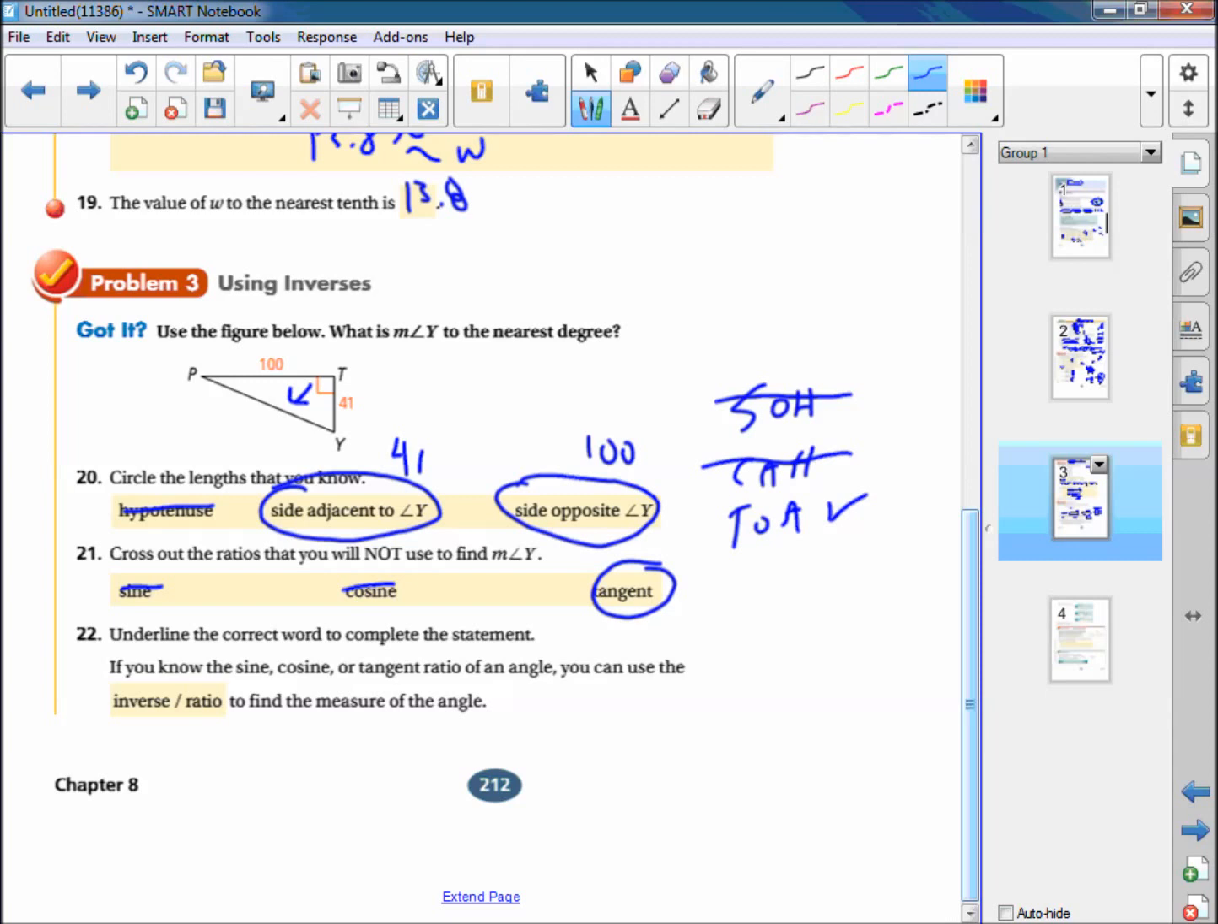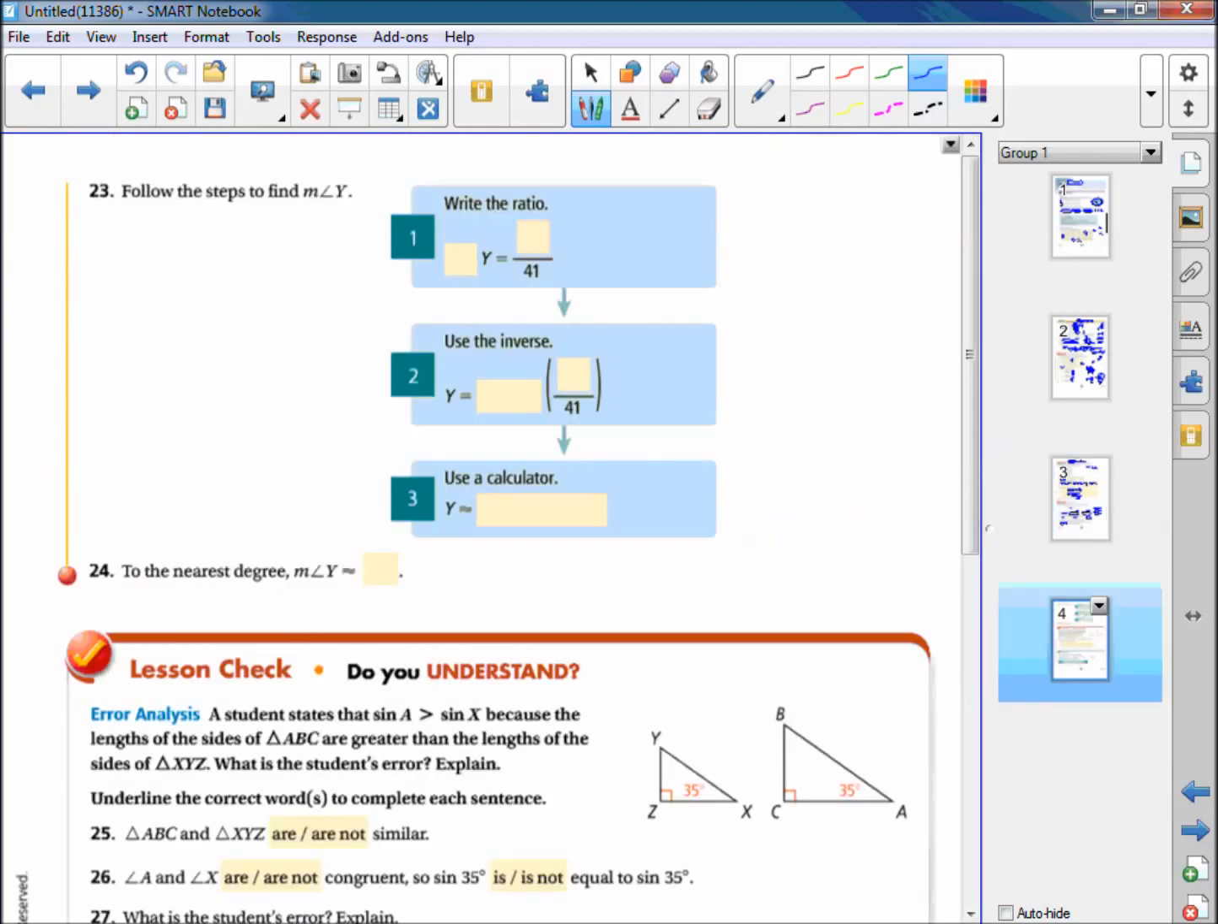If you know the sine, cosine, or tangent ratio of an angle, you can use the inverse to find the measure of the angle. So if I know them, I can use the inverse to get it, okay? All right, so let's flip it over because I'm pretty sure the rest of our problem's on this side.